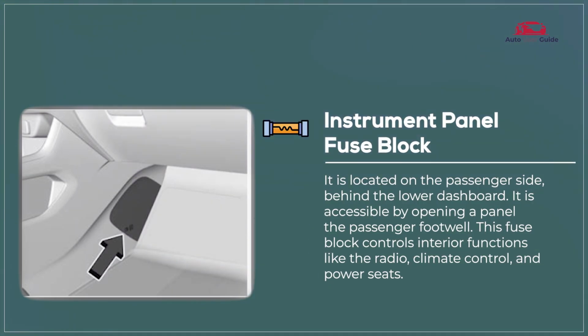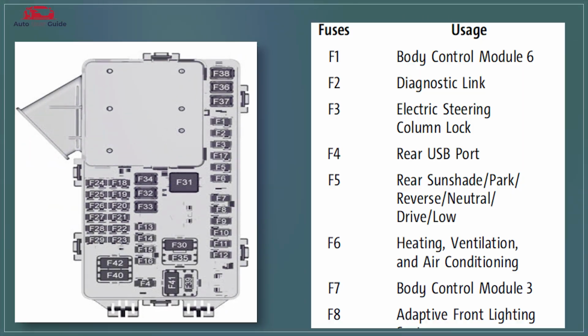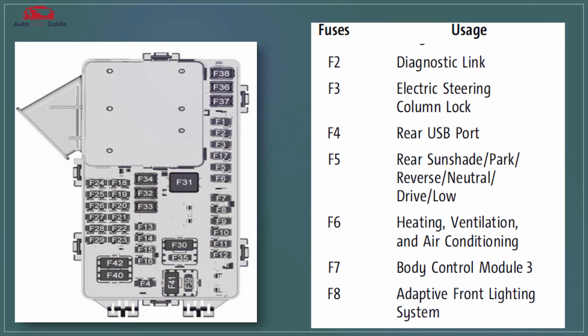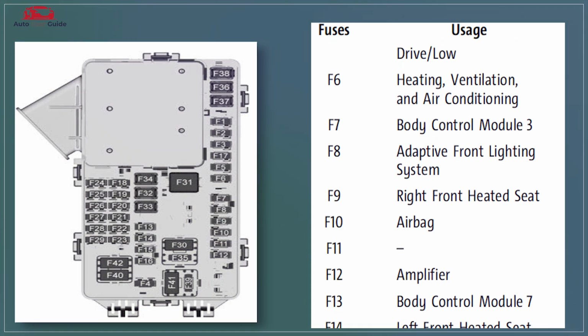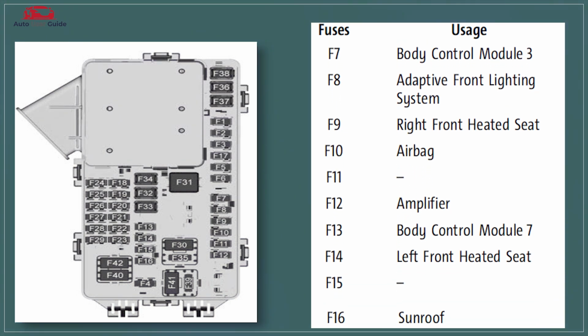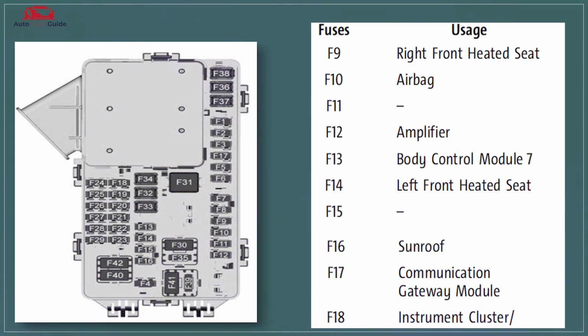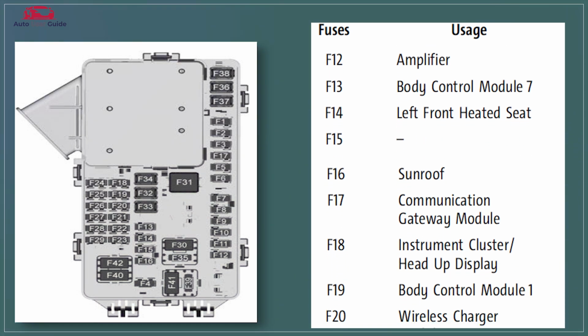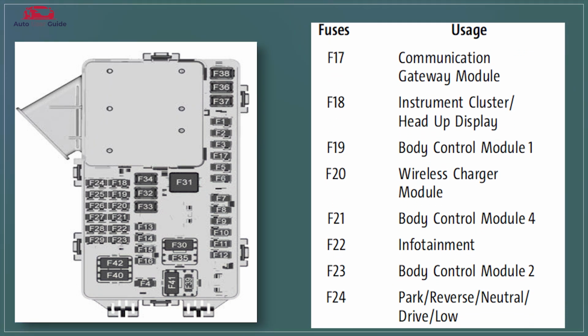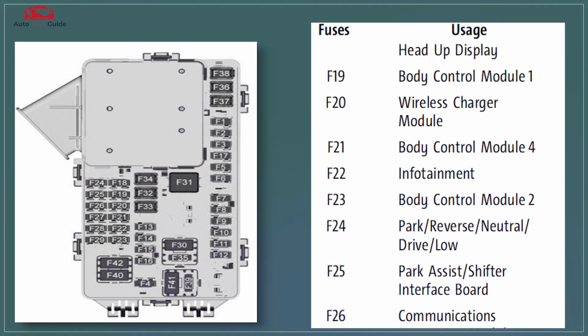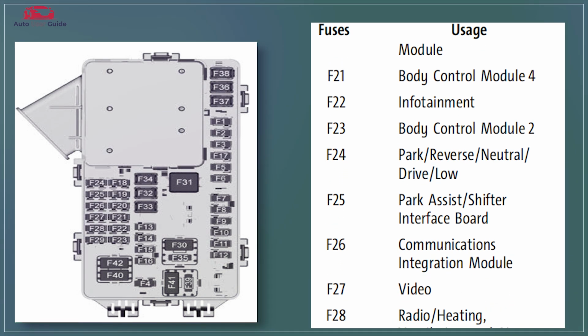Instrument panel fuse block. The instrument panel fuse block in the 2023 Chevrolet Traverse safeguards interior electrical systems such as the radio, climate control, and power windows. It is conveniently located behind the passenger side dashboard for easy access. Labeled fuses allow for quick identification and replacement, helping prevent electrical malfunctions in the vehicle's interior components.